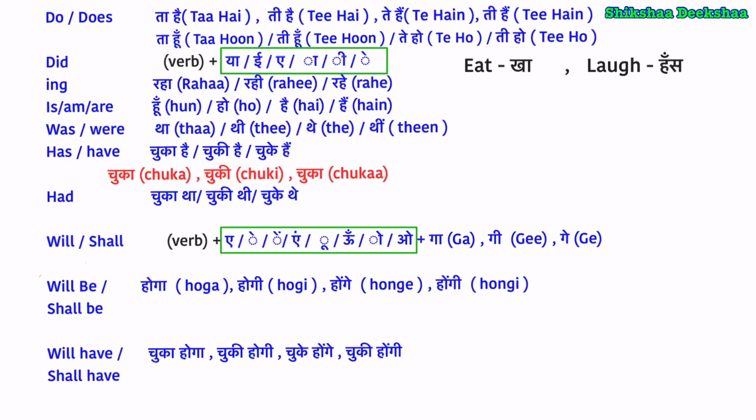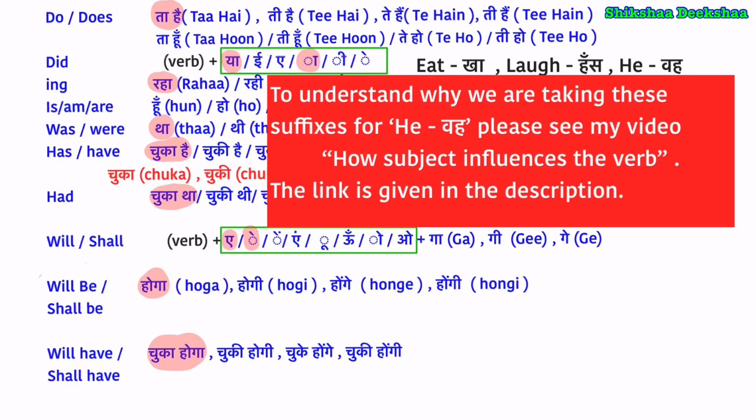Now we also need to choose our subject for the sentences we want to make, because we know that subject also influences the verb. So here I am going to take third person singular male. He means vah as the subject. And because our subject is vah, male, we need to take these suffixes for our verbs. To understand why we are taking these suffixes, please see my video how subject influences the verb. The link is given in the description.